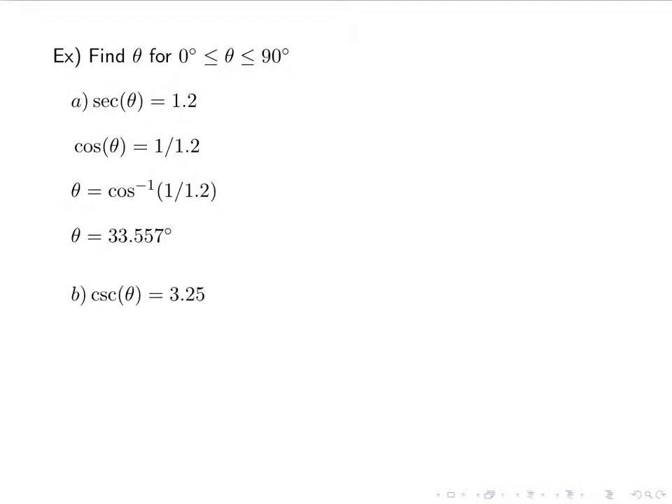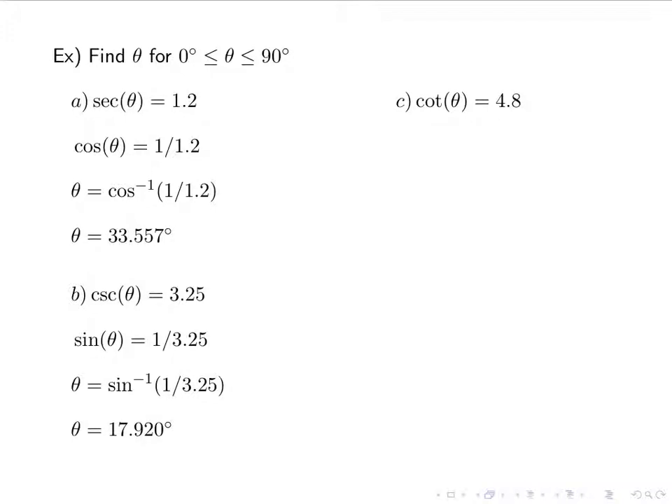How about if cosecant of theta is 3.25? Again, I don't have a cosecant button on my calculator, so I'm going to make use of the reciprocal, and that gives me that sine of theta is 1 divided by 3.25. So again, flipping cosecant, I get sine. Flipping 3.25, I get 1 over 3.25. If I know what sine of theta is, I can get theta by hitting it with sine inverse. And again, this I can plug directly into my calculator. And I should get 17.920 degrees.